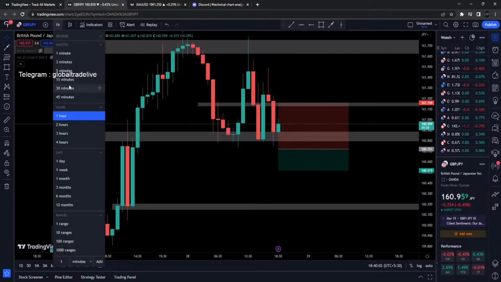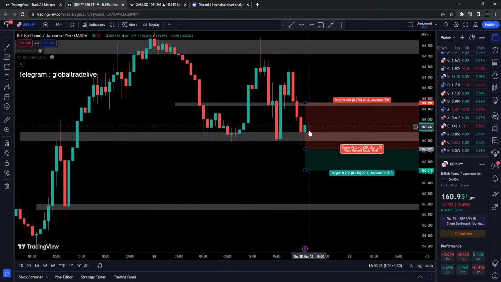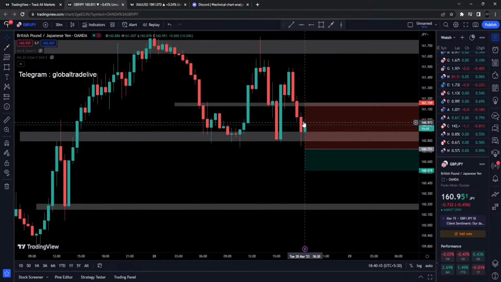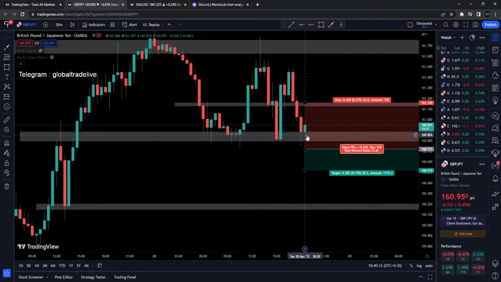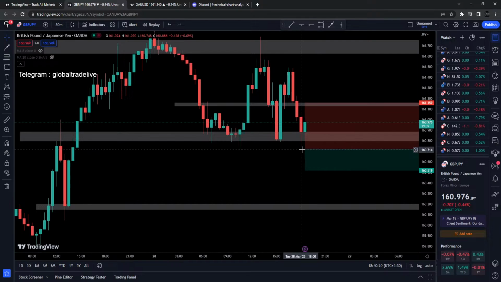Because the 30-minute time frame is having some issues, like the previous candle closed like this, and maybe this candle closes bullish and the next candle breaks the low, but that doesn't give us more confidence of moving down. So below these wicks, that confidence will be coming in.